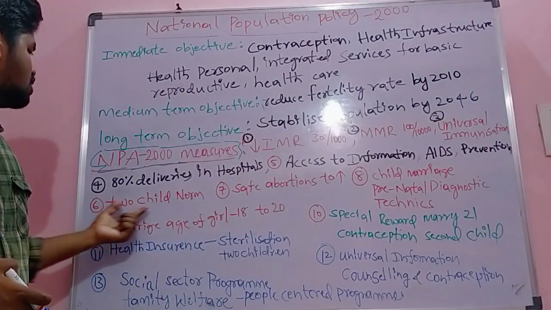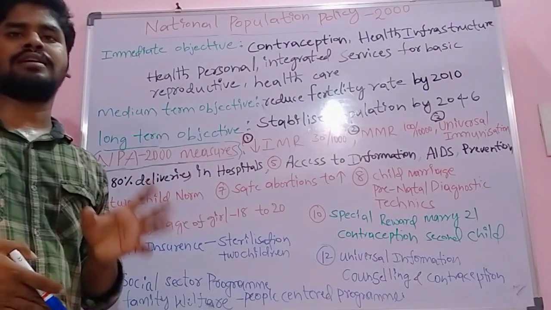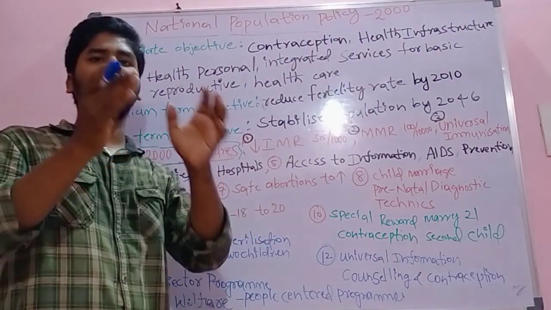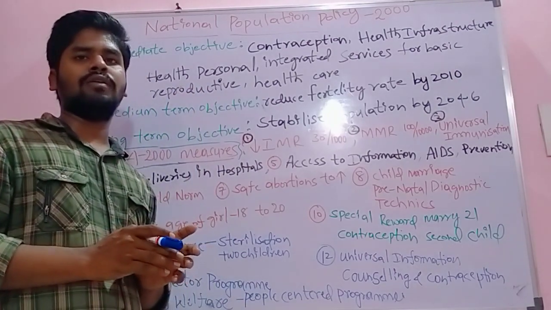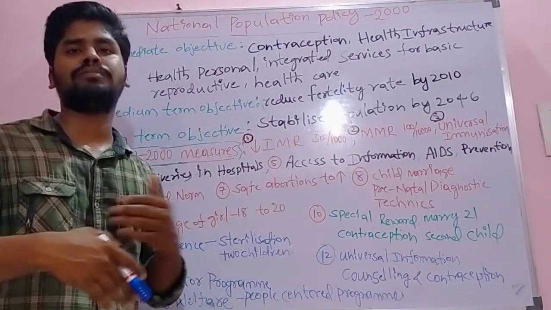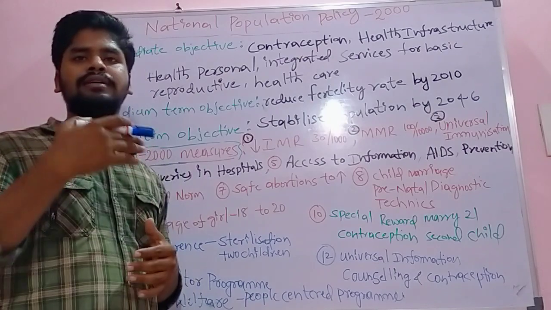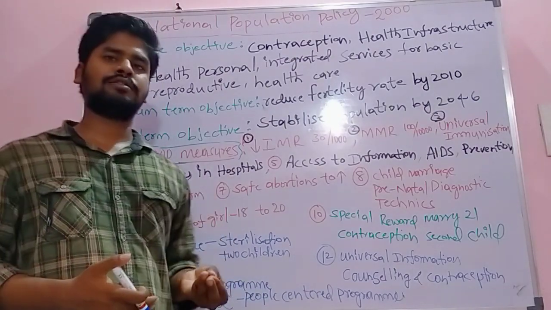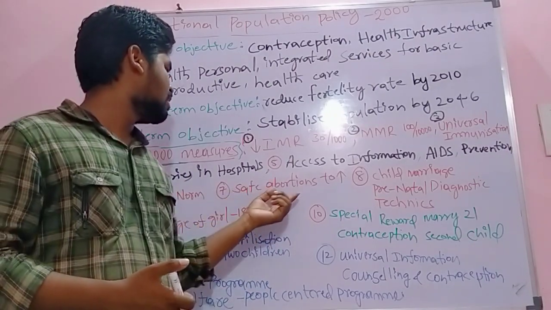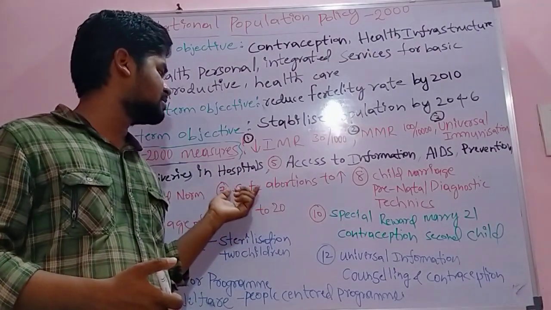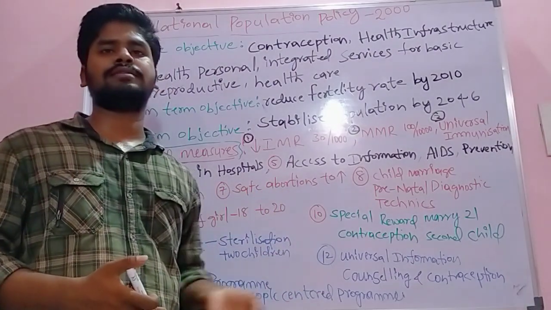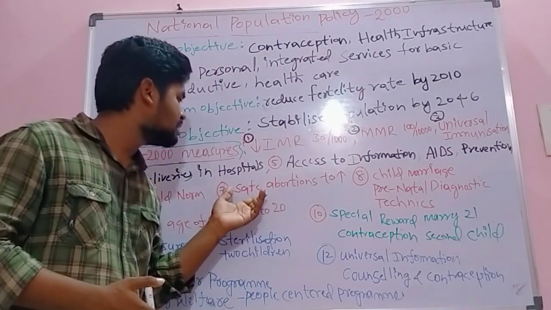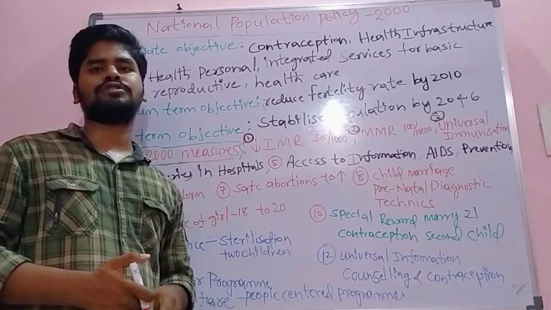And the two-children norm. Two children means every family should maintain two children. If they are a poor family, the government has to provide some economic financial support, right? And facilities for safe abortions have to be increased. The government has to provide and increase these facilities.